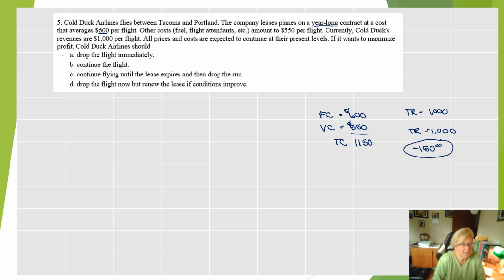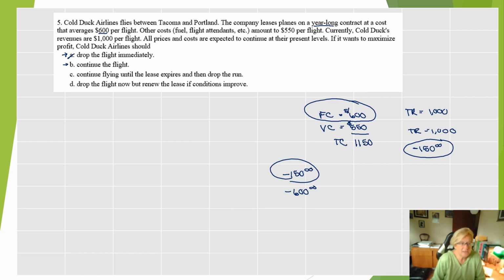Now, here's the question. Should I drop the flight immediately? Well, if I drop the flight immediately, I still have to pay the fixed cost of $600. So would I rather have a loss in the short term of $150, or a loss of $600? I'd much rather have a loss of $150. So I'm going to continue. Continue the flight. Well, right now that's probably the best option.